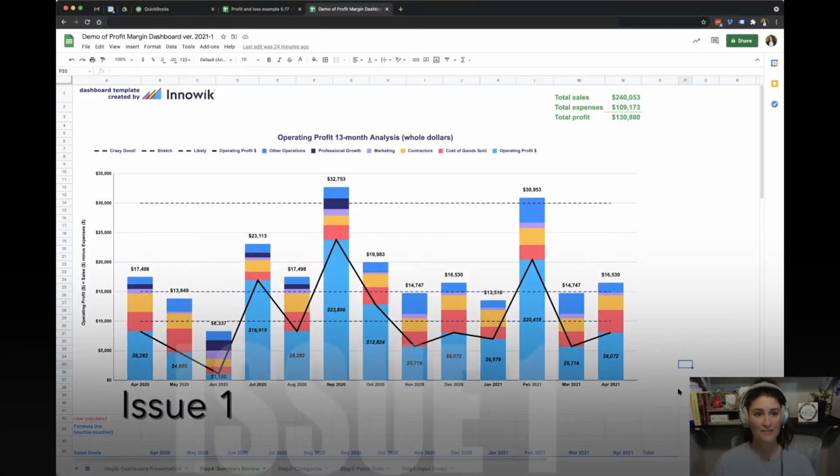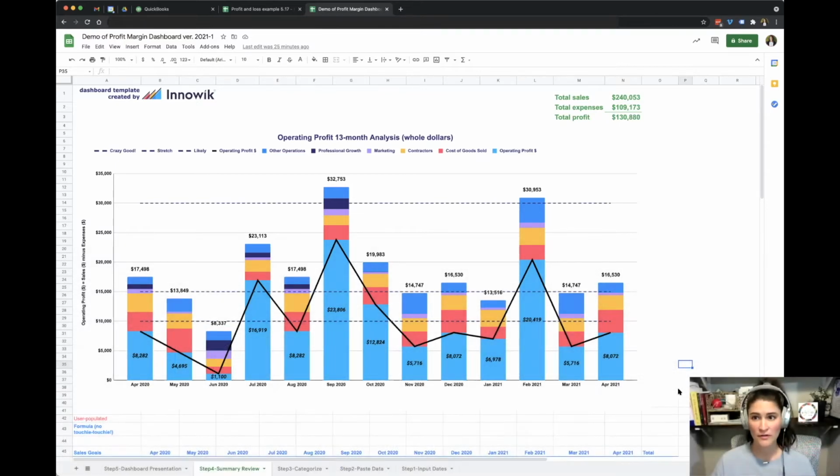So let's take a look at that. Okay, so here we have our profit dashboard tool that's made in Google Sheets, and it is telling us that the total profit is roughly $131,000. So that is what we would be presenting on, is that number, and all the details should correlate with that number.